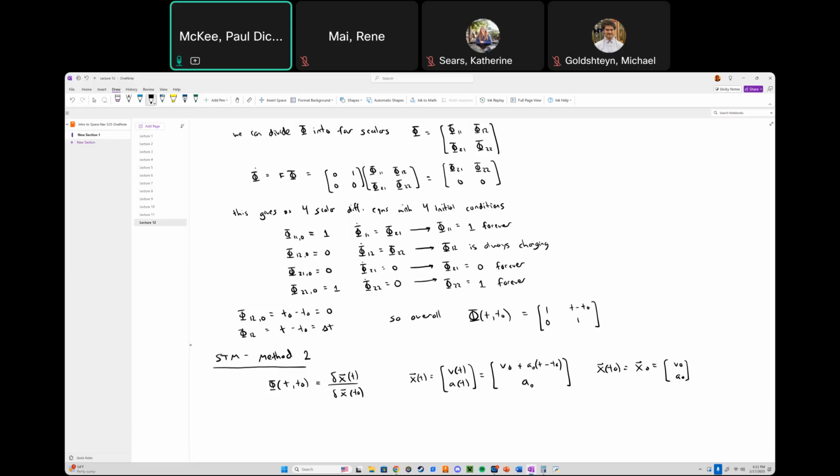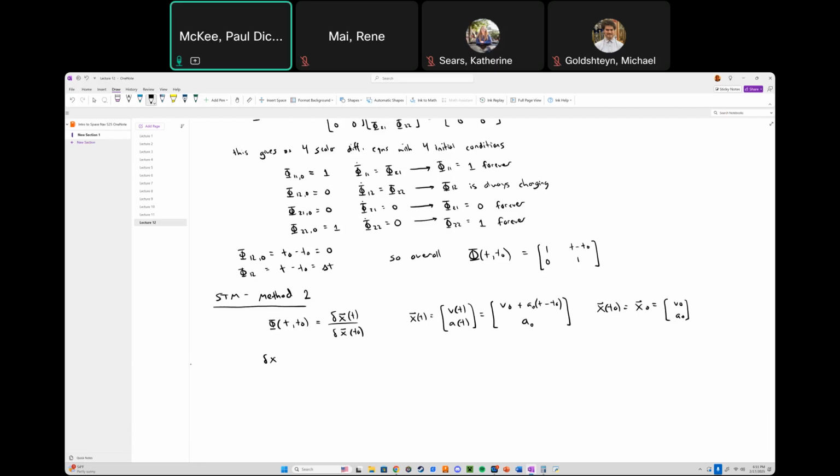So how would we go through and do the derivative? The derivative of our state with respect to our initial state is going to be derivative of velocity with respect to initial velocity, derivative of velocity with respect to initial acceleration, derivative of acceleration with respect to initial velocity, and derivative of acceleration with respect to initial acceleration.